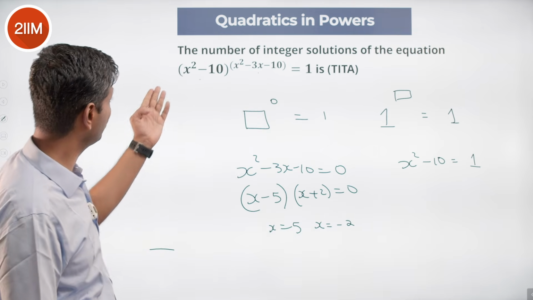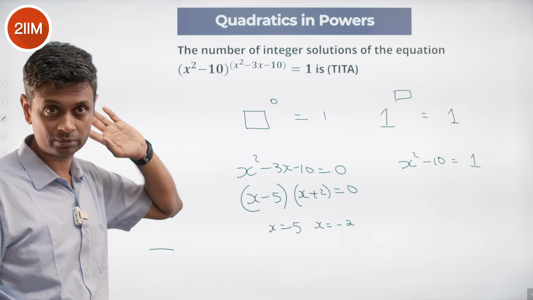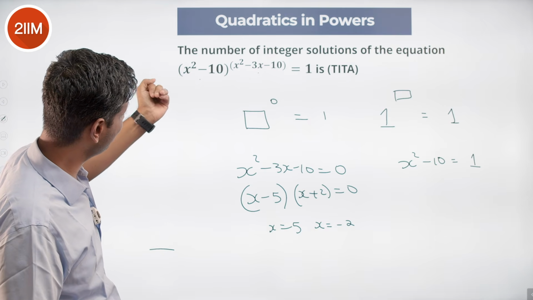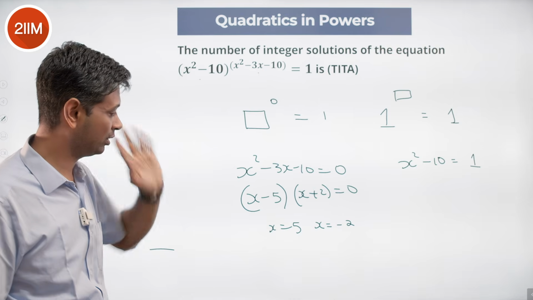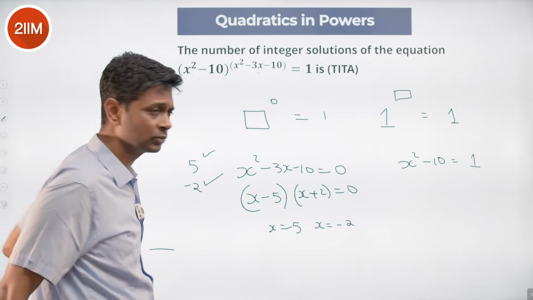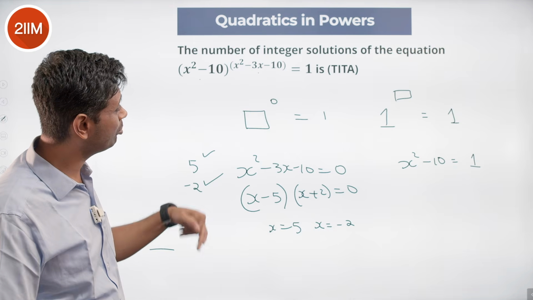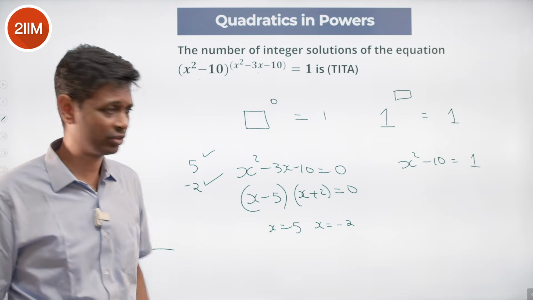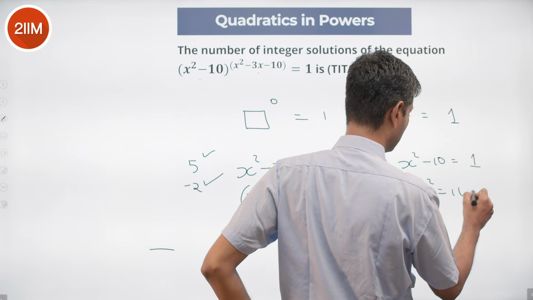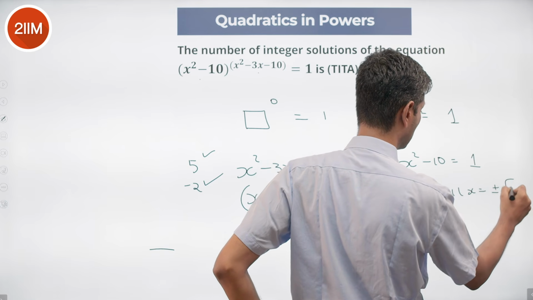If it is 5, square minus 10 whole power 0, that will be 1. If it is minus 2, square is 4 minus 10, minus 6 power 0, that is 1. So 5 works, minus 2 works. Nice, brilliant. 1 power anything is 1. That is super interesting. So we'll say x square minus 10 is 1. X square is 11. X is plus or minus root 11.